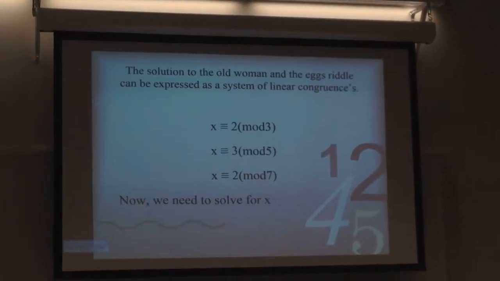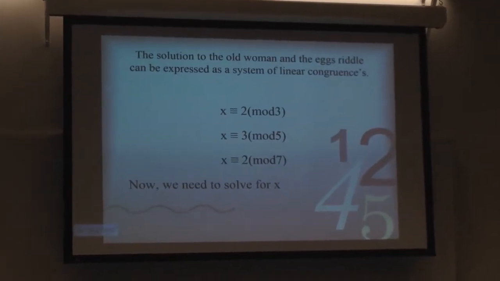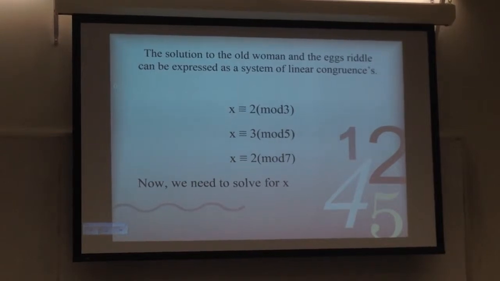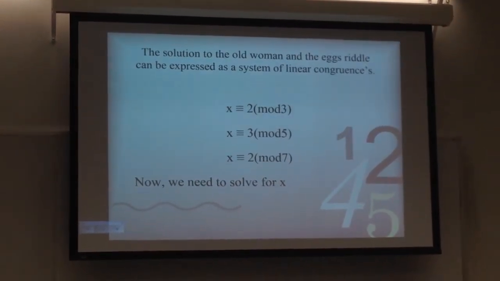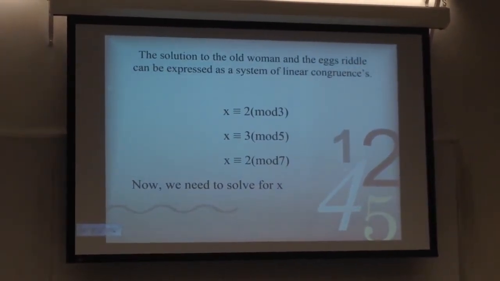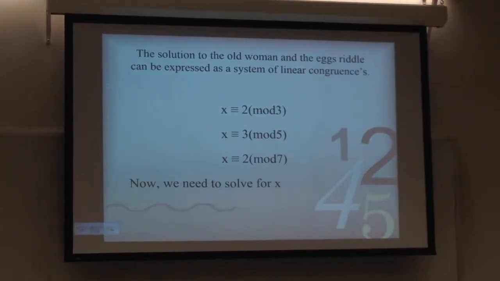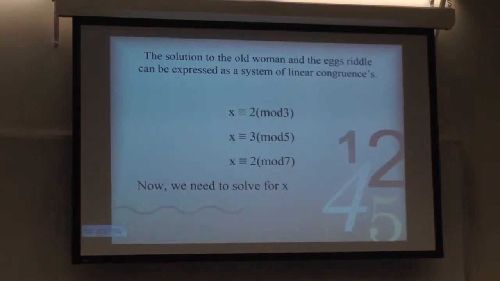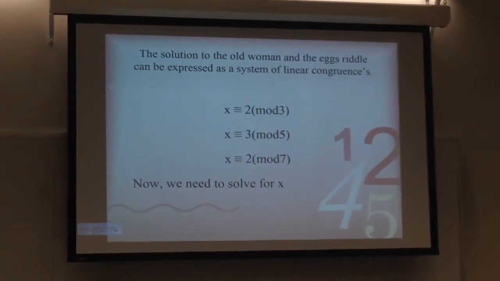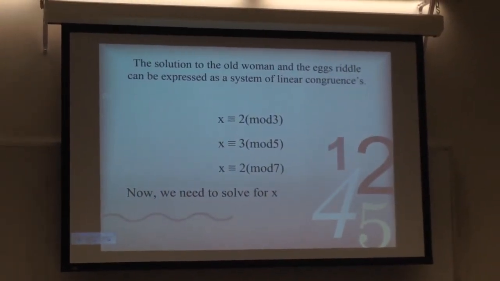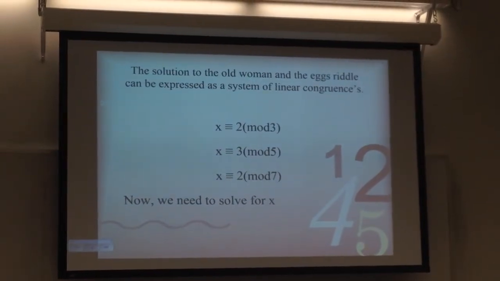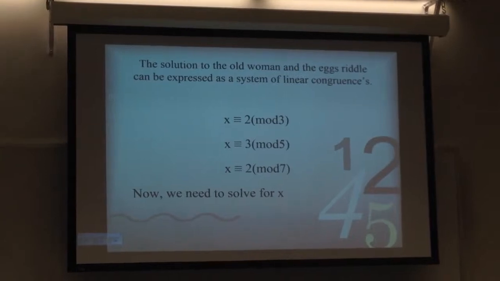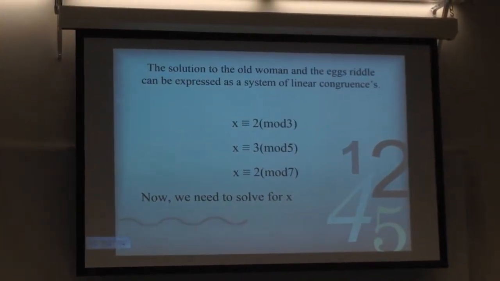Well, let's take a look. We can formulate the system of linear congruences as x congruent to 2 mod 3. Recall that when she pulls them out 3 at a time, there's a remainder of 2. When she pulls them out 5 at a time, there's a remainder of 3, and 7 at a time, there's a remainder of 2. So now we have our system built. We just need to solve for x.